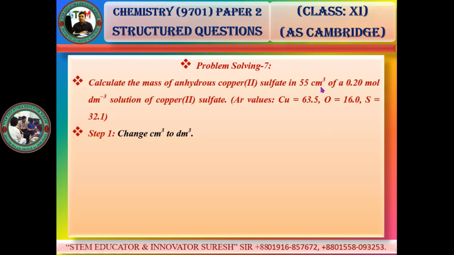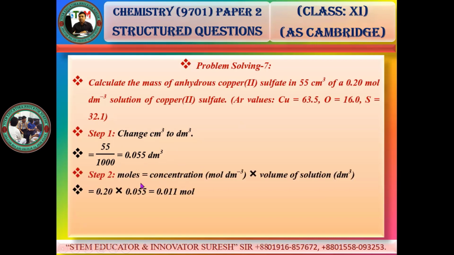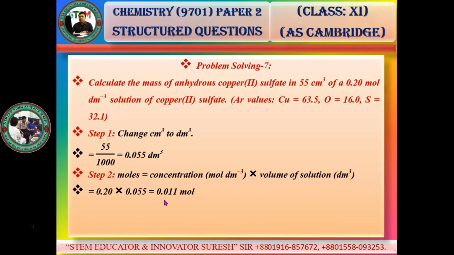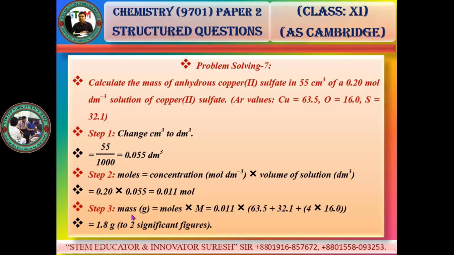Step 1, 55 cubic centimeter will have to be changed to dm cube. Change cm cube to dm cube. So the volume of copper II sulfate solution equals 55 divided by 1000, 0.055 dm cube. And step 2, number of moles equals concentration in mole per dm cube multiplied by volume of solution in dm cube. The concentration is given already, 0.20 mole per dm cube, multiplied by 0.055 dm cube, which we already converted previously in step 1. 0.011 mole is the result. Step 3, how can you get the mass? Because you are asked to calculate the mass of anhydrous copper II sulfate.